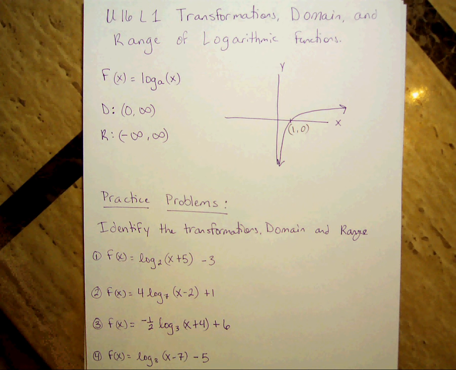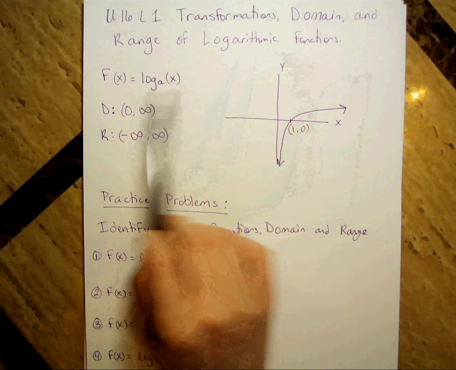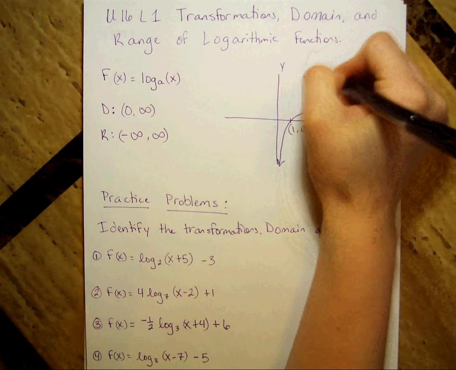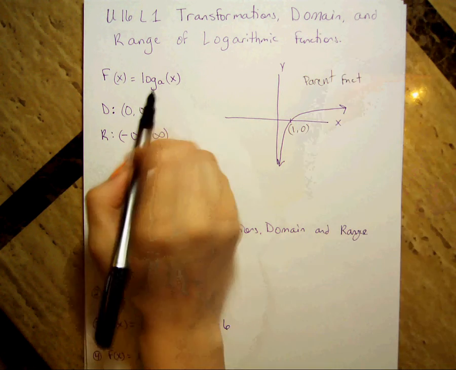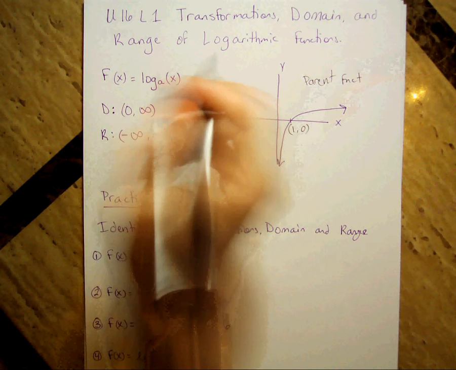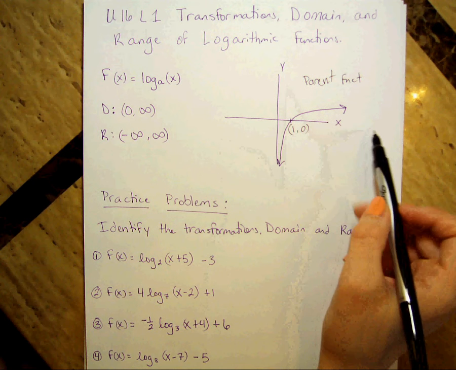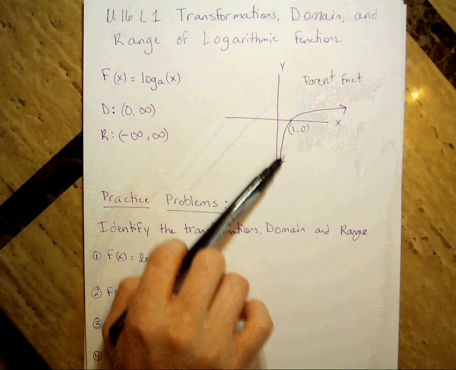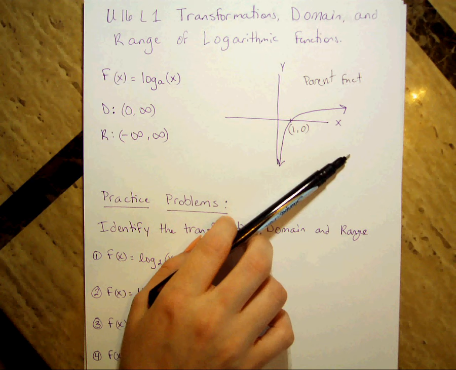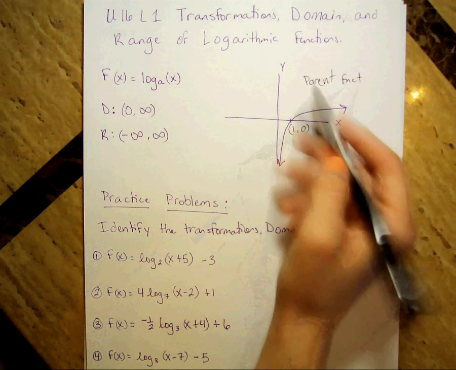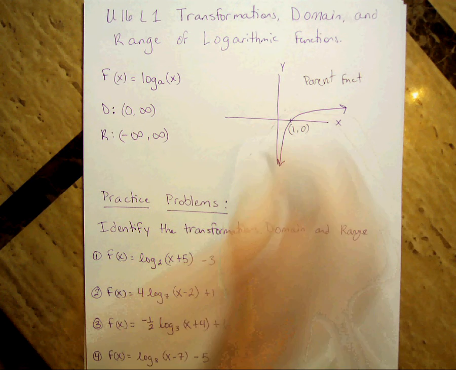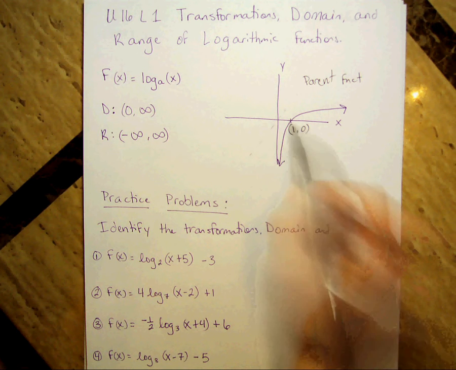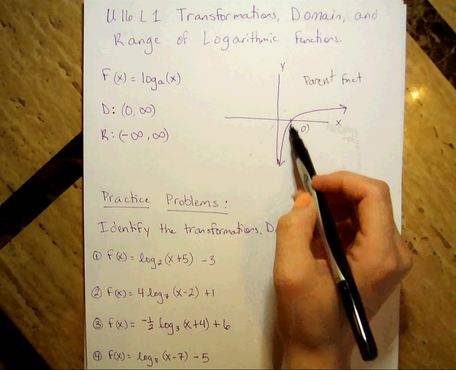So transformations of a logarithmic function. The parent function, no matter what our base a is, is going to take on this form. And if you picture what the exponential looked like, the logarithm is just flipped over the origin, or flipped over y equals x, technically. It's flipped over this line right here. And so instead of going through 0, 1, it goes through 1, 0. And so all of our transformations will be made off of that.